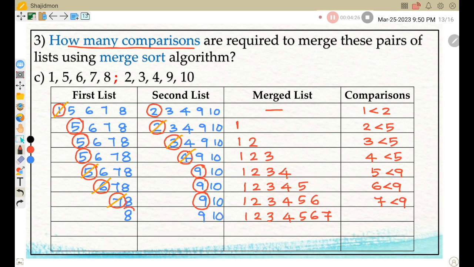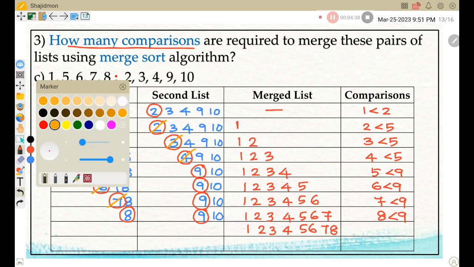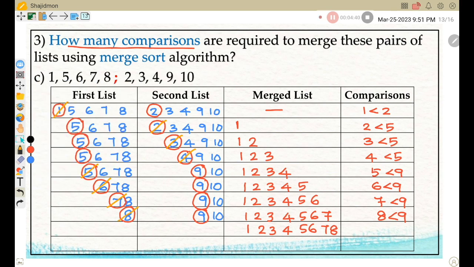Now the next comparison, this 8 and 9. So 8 less than 9. 8 will come to the list: 1, 2, 3, 4, 5, 6, 7 and 8. So what are the remaining? This 8 is done. Now the balance here is nothing. Here 9 and 10. So one side is done, which means 9 and 10 are already sorted, correct?